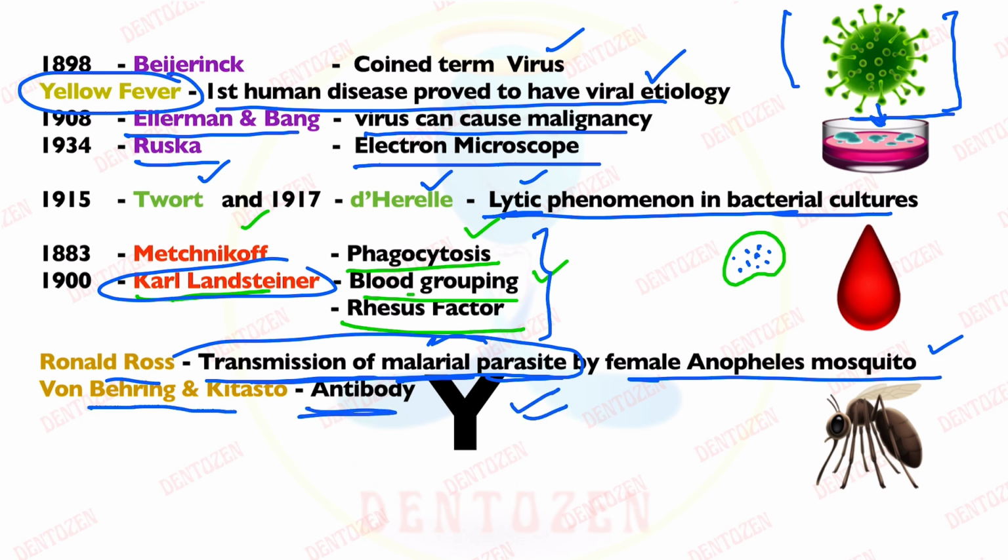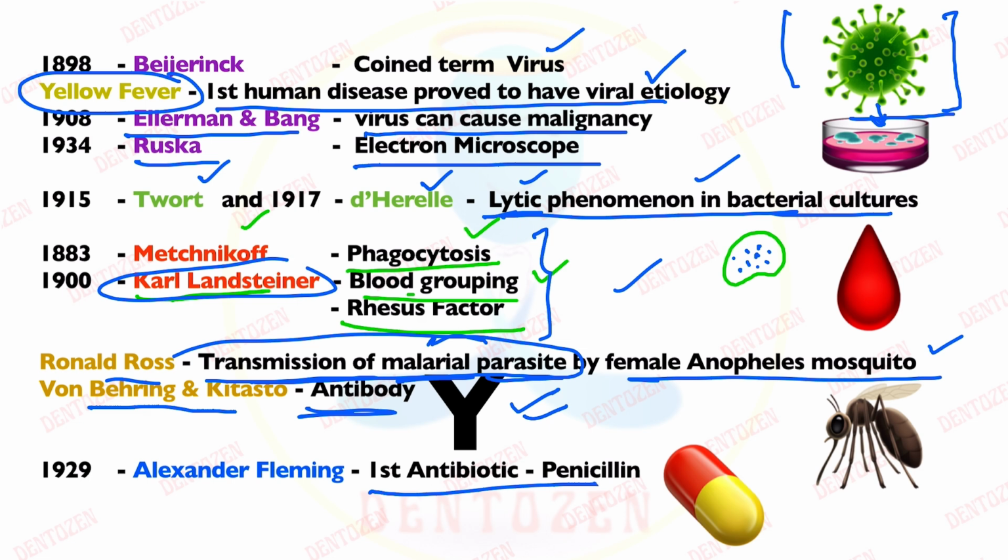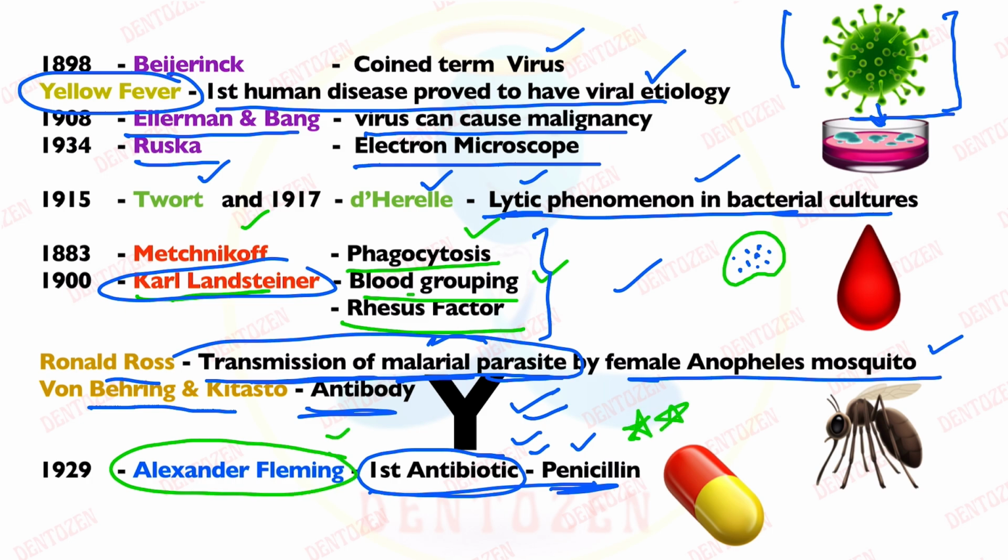So many bacteria were discovered, viruses were discovered, phenomena, reactions were discovered, blood groups were discovered, and then there was also the discovery of the first antibiotic, called penicillin. So the first antibiotic, that is medication against bacteria, was penicillin, which was discovered accidentally by Alexander Fleming. That can be your important viva and entrance question. So that is in brief about the history of microbiology.